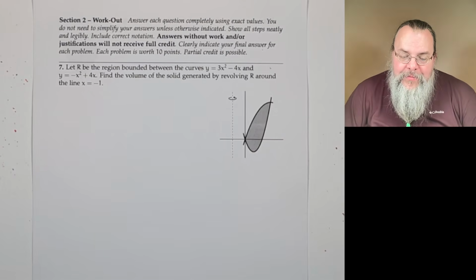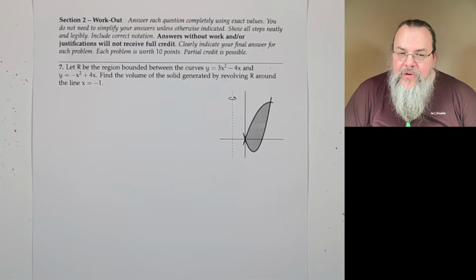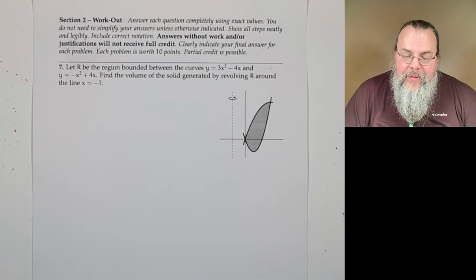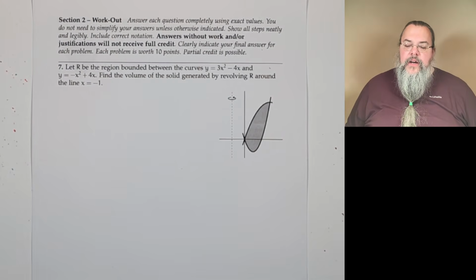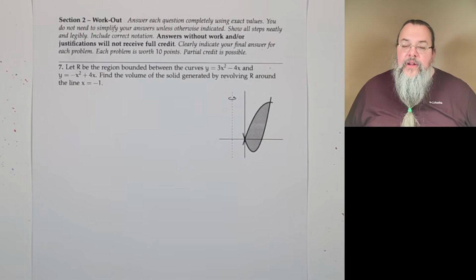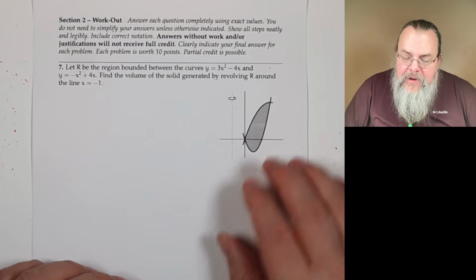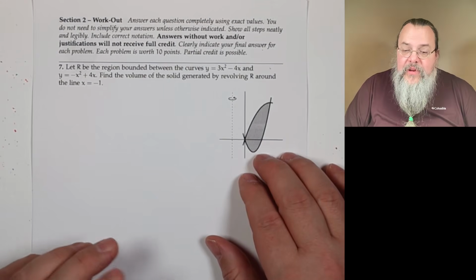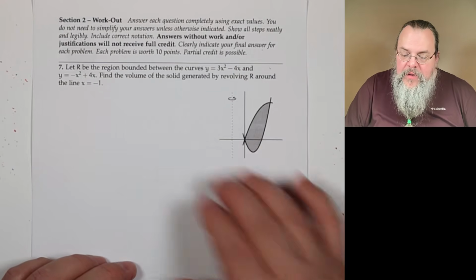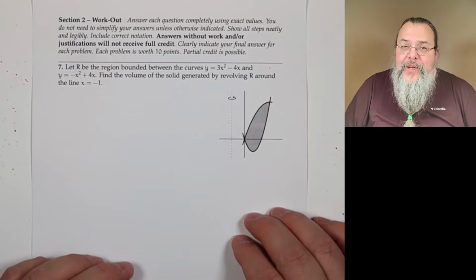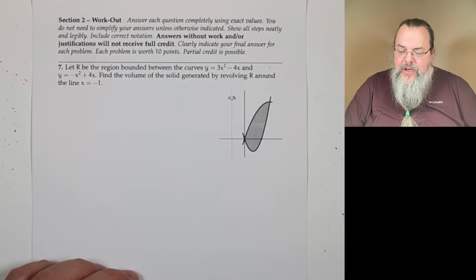Let R be the region bounded between the curves y equals 3x squared minus 4x and y equals minus x squared plus 4x. Find the volume of the solid generated by revolving R around the line x equals minus 1. And then they provided a picture. Now, they didn't explicitly say that the picture is the problem, but I'm going to trust them. I don't think they're just going to randomly throw a picture here.